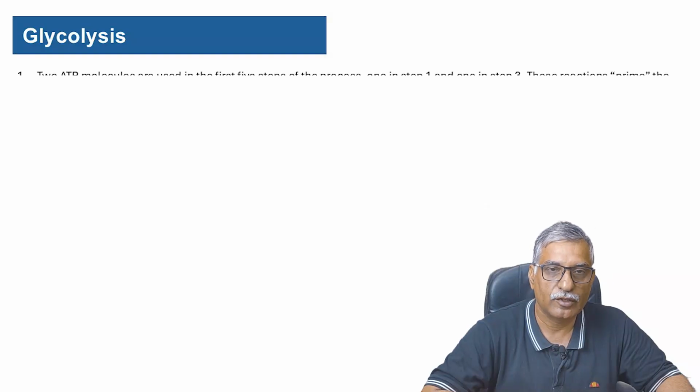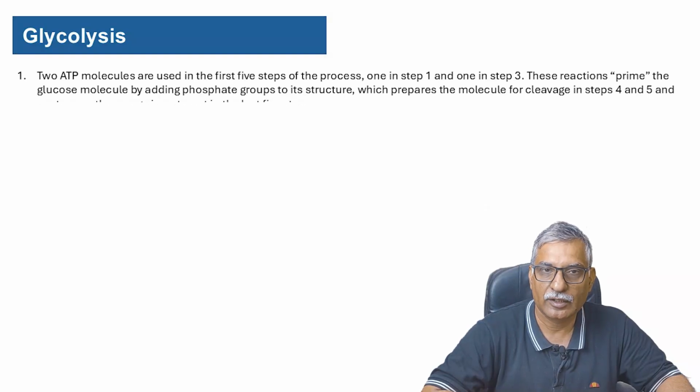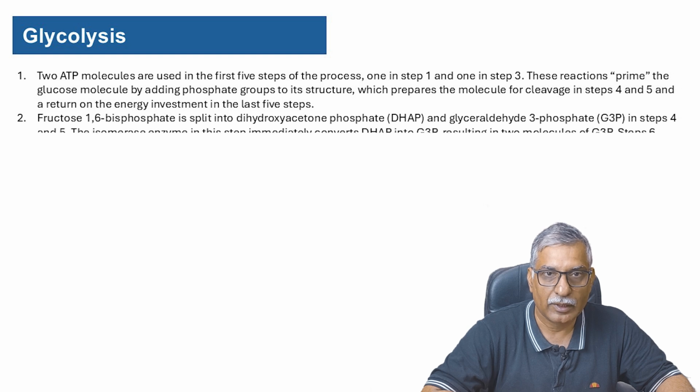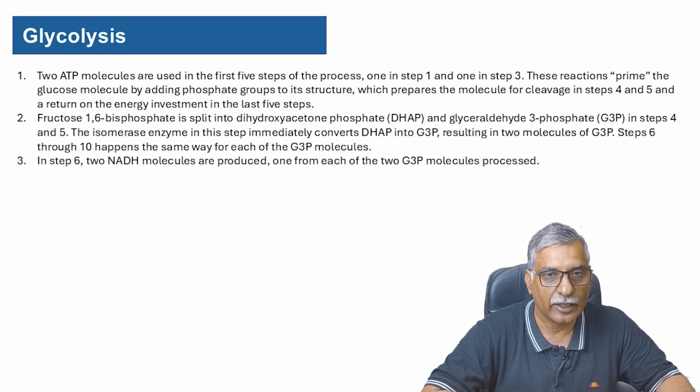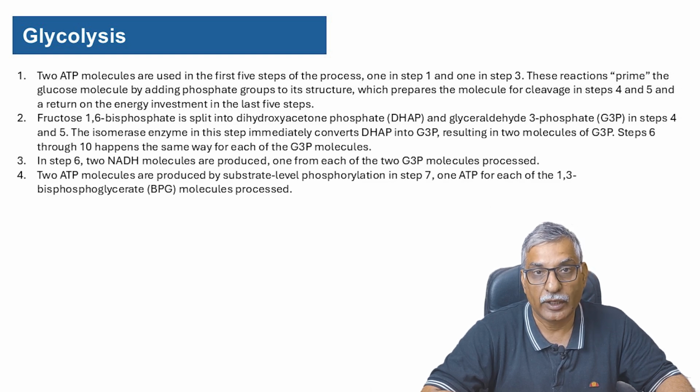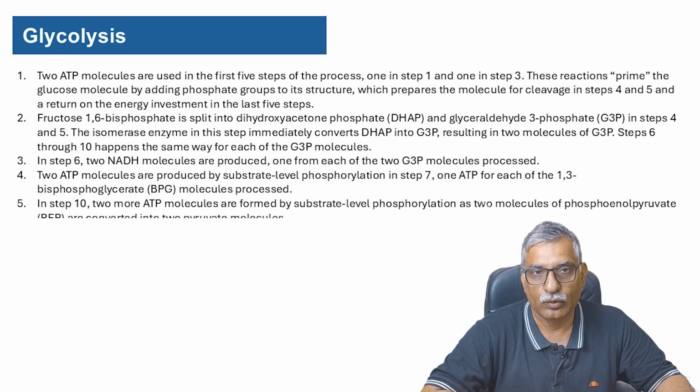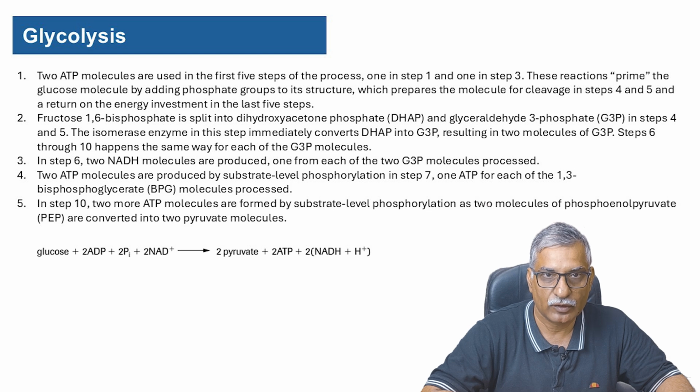Now, at the end of glycolysis, we have 2 molecules of pyruvate. Each pyruvate is a 3-carbon sugar. But in the last stages of glycolysis, we obtain 4 ATP molecules: 2 from the step where 1,3-bisphosphoglycerate was dephosphorylated into 3-phosphoglycerate, and 2 molecules of ATP were obtained when phosphoenol pyruvate molecules were converted to pyruvate. So 4 ATP molecules were obtained at the end of glycolysis.